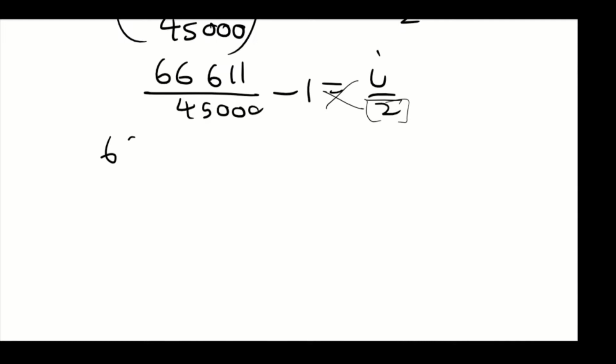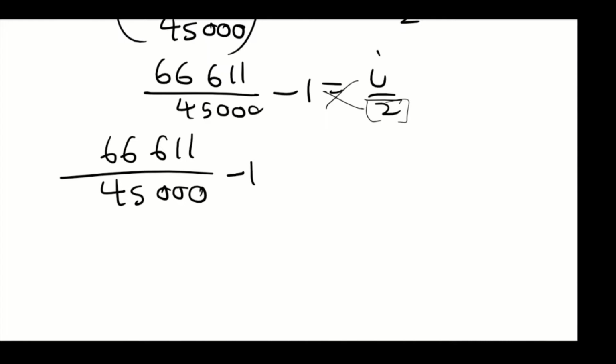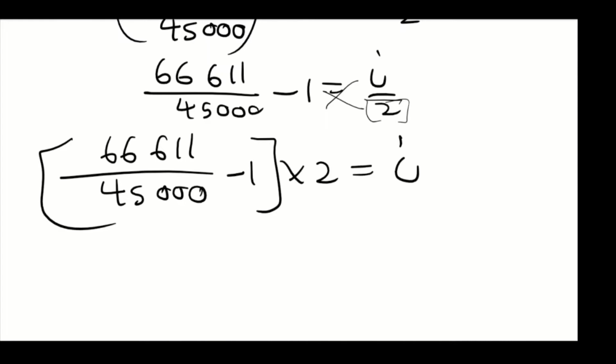So it's going to be 66,611 over 45,000 minus 1, and then you multiply by 2 equals i. So I hope you can see that I didn't punch my calculator up until this point. The reason being is you don't want to be rounding off prematurely as you solve the problem, because it will be slightly different to the final answer. So you need to punch towards the end of your solution.